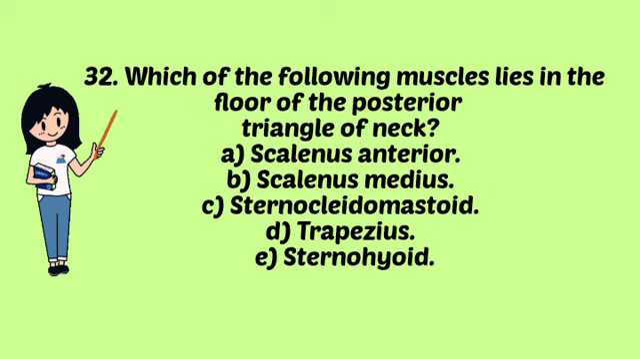32. Which of the following muscles lies in the floor of the posterior triangle of neck? A. Scalenus anterior, B. Scalenus medius, C. Sternocleidomastoid, D. Trapezius, E. Sternohyoid. Option B is correct, scalenus medius.